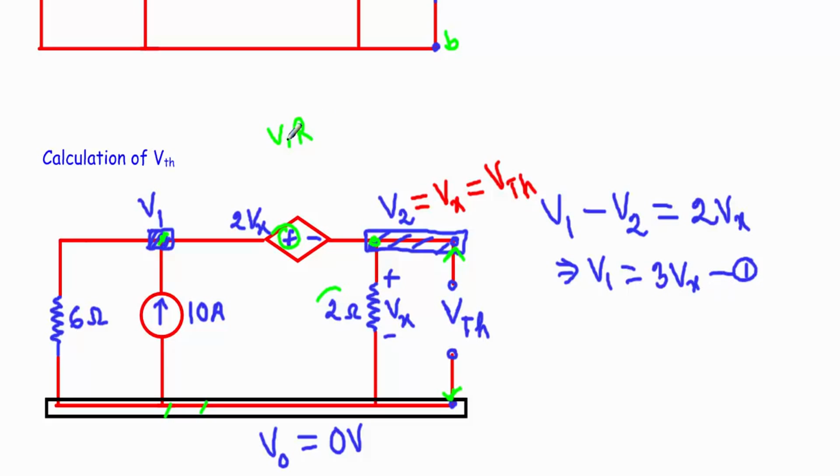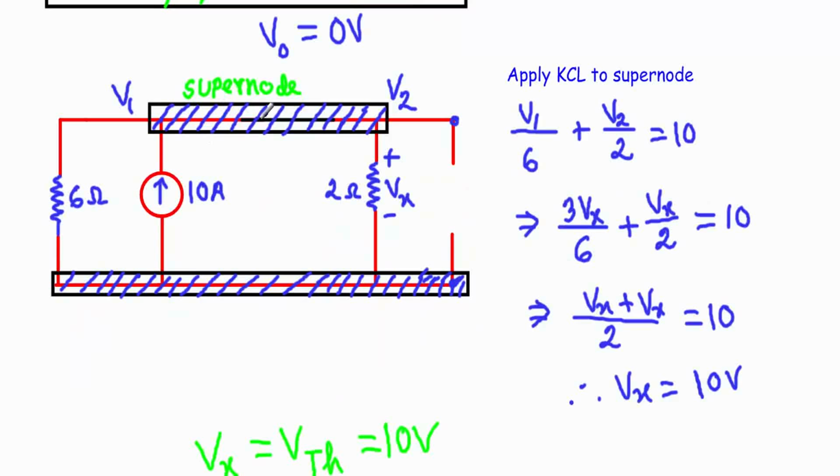After that I will remove this dependent voltage source across these nodes and merge these two terminals with a short circuit. Then these two nodes will form a supernode. Now apply Kirchhoff's current law to this supernode. This current is unknown, so it will be outgoing. This current is unknown, so this will be our outgoing current. Only this current is incoming.